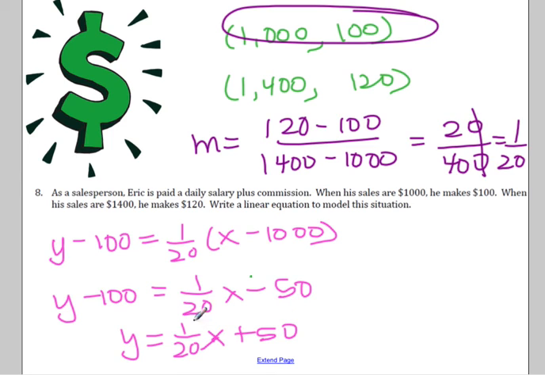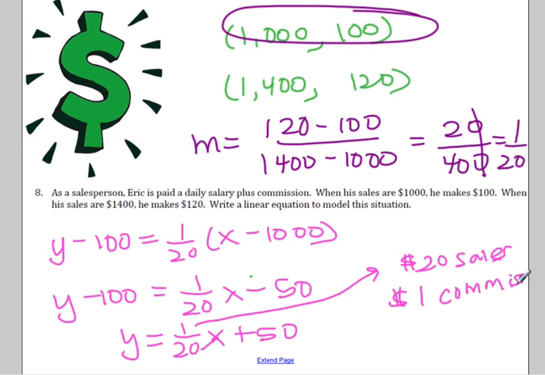So here's my equation that models his commission. Okay, his daily salary plus commission. So what this means is that his daily salary is $50 plus he gets paid 1/20th of his sales as commission. Another way to think about it is, okay, for every $20 that he makes in sales, Eric gets $1 in commission. Okay, so that's one way to think about it.